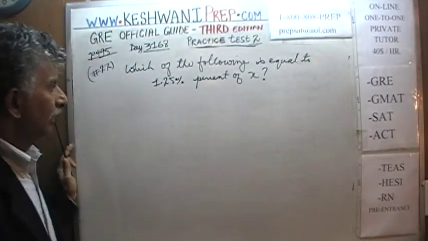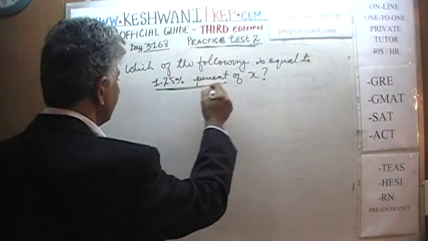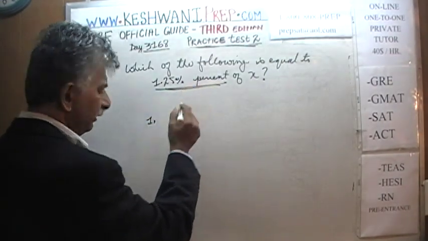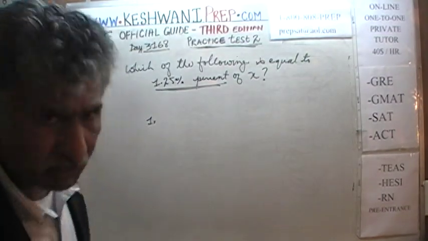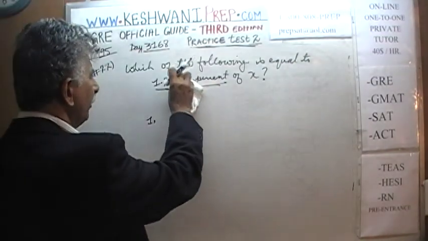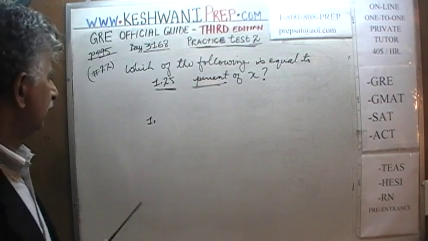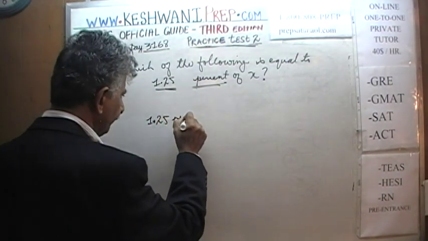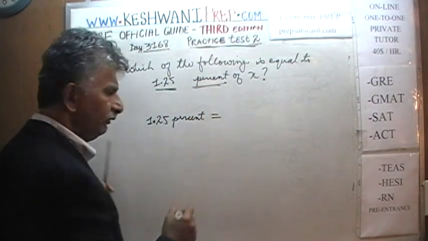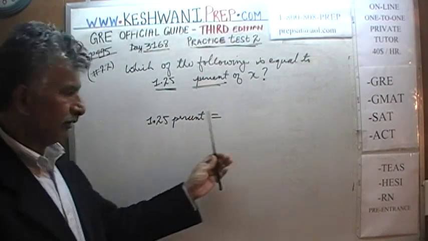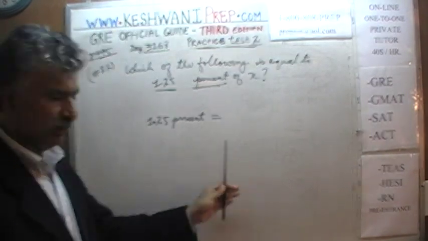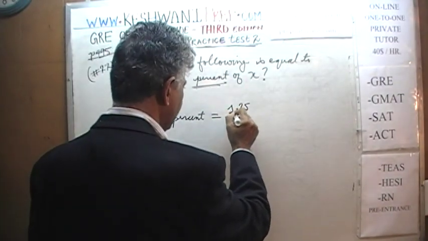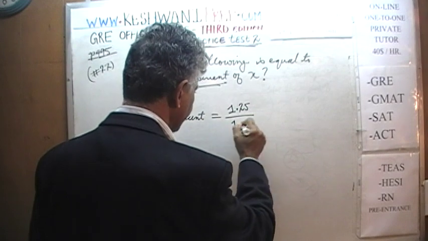We are interested in 1.25%, so let's begin then. It's 1.25%, you understand? So 1.25% simply means, just like 10% means 10 out of 100, 37% means 37 out of 100, it simply means 1.25 out of 100. That's what it means.